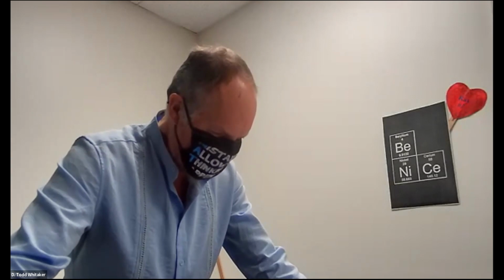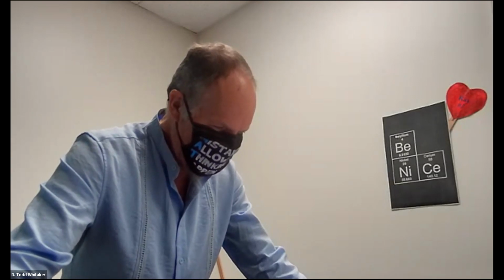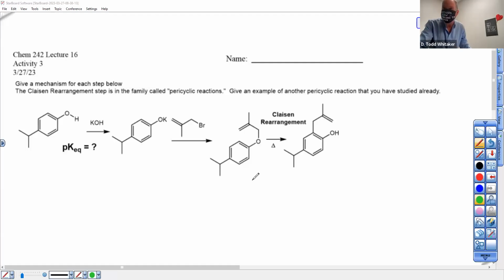We are continuing our exploration of aromaticity, and although most of the mechanisms for aromaticity are reserved for chapter 22, there is one or two mechanisms in 21. And the one we're talking about here is the Claisen rearrangement. Same guy, different reaction. So clearly the skeleton rearranged there. And it's in a family called a pericyclic reaction.